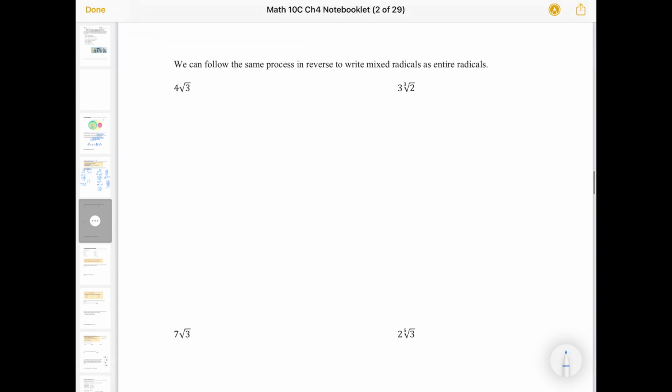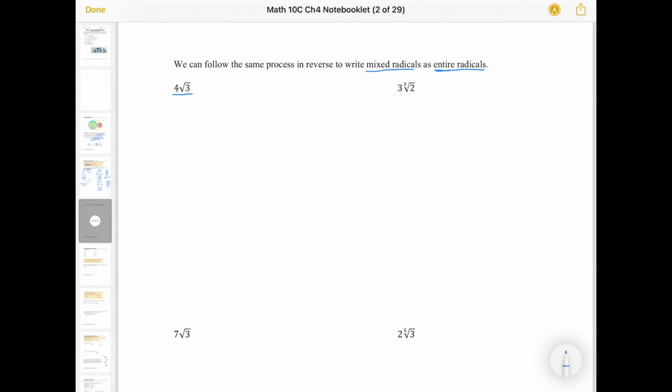All right, and we can do this in reverse to sort of unsimplify. So write a mixed radical as an entire radical. Okay, so this is the mixed radical right now. I've got just a regular number and a radical. Like a mixed fraction is a full number and a fraction. Mixed radical, full number and a radical.